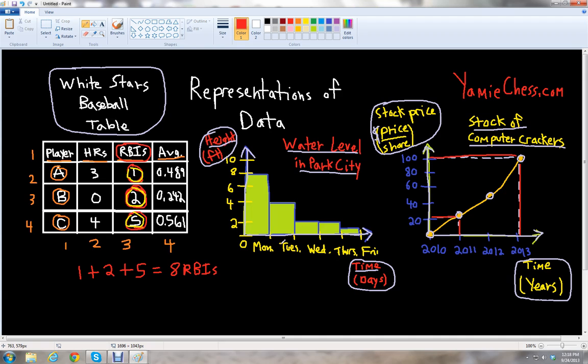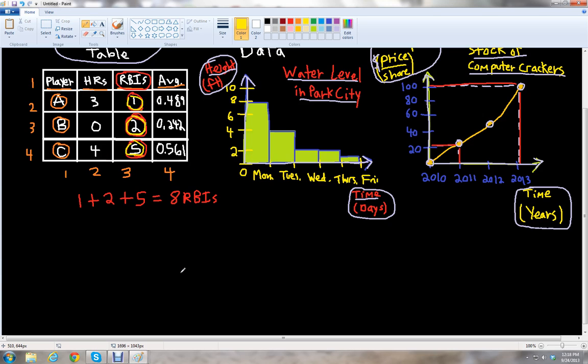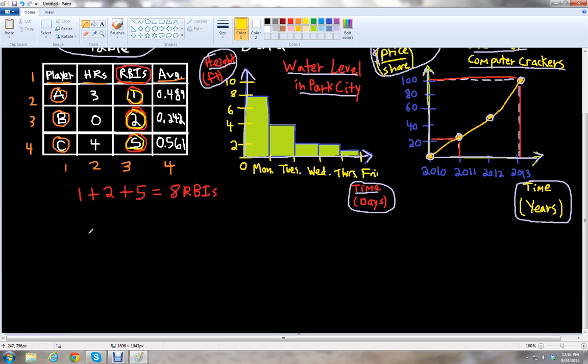Now let's say we want to calculate maybe a percentage, say of what percent did player B hit out of all the total RBIs together. So if we recall what percent is, percent is defined as the part over the whole.